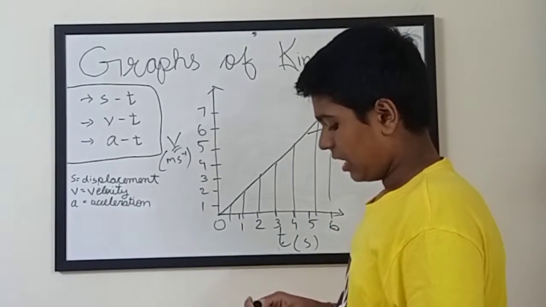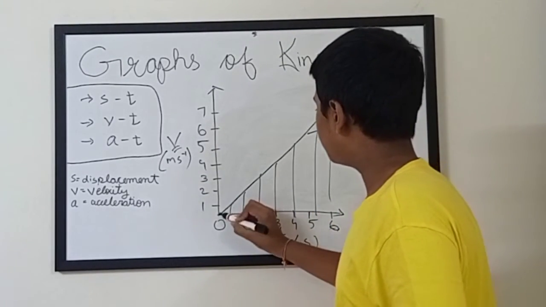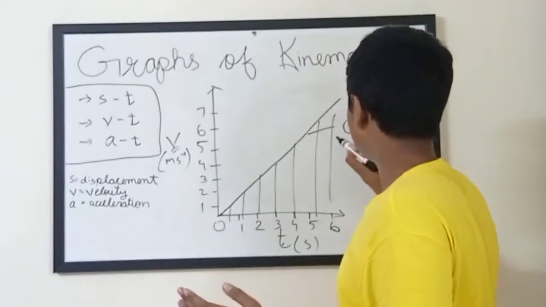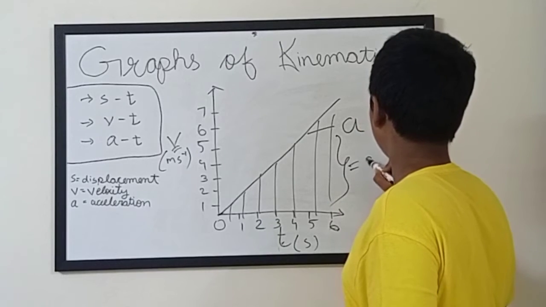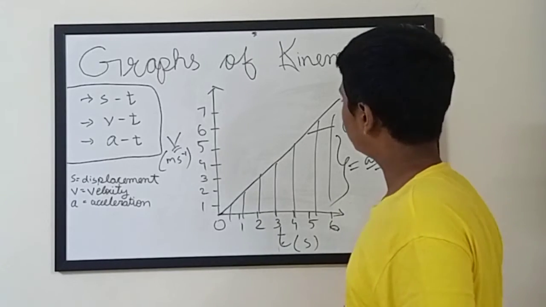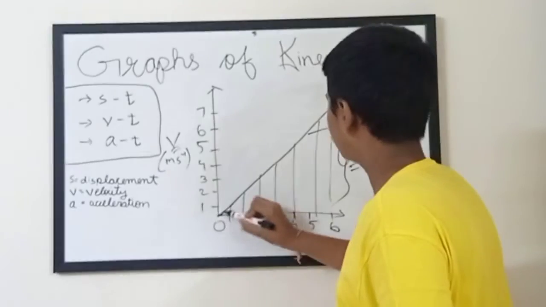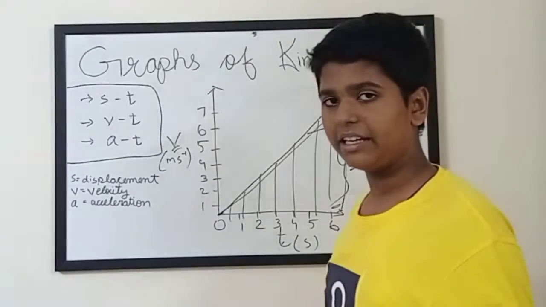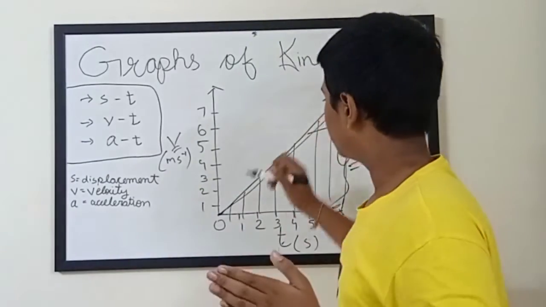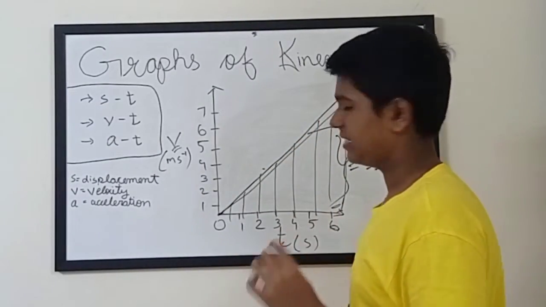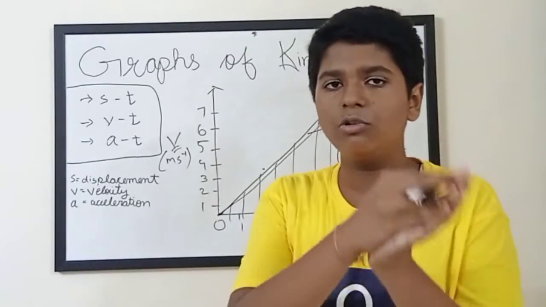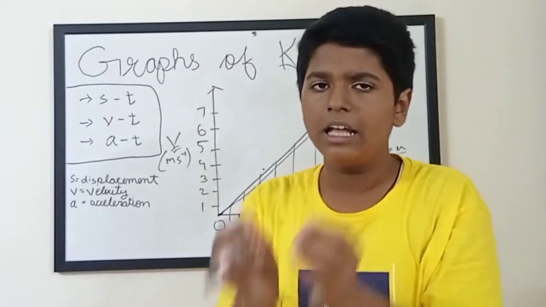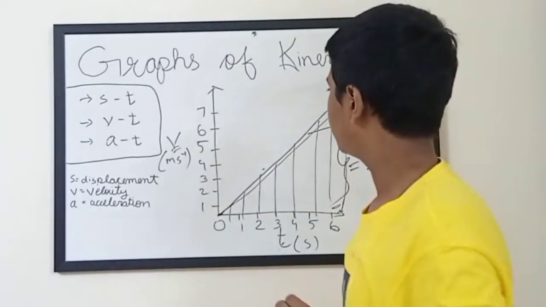Now, how can I say that? The displacement covered by the body can be calculated by measuring the area of the graph. The displacement of the body can be measured by calculating the area between the slope and the x-axis, whereas the slope signifies acceleration. How to calculate that? Let us know.